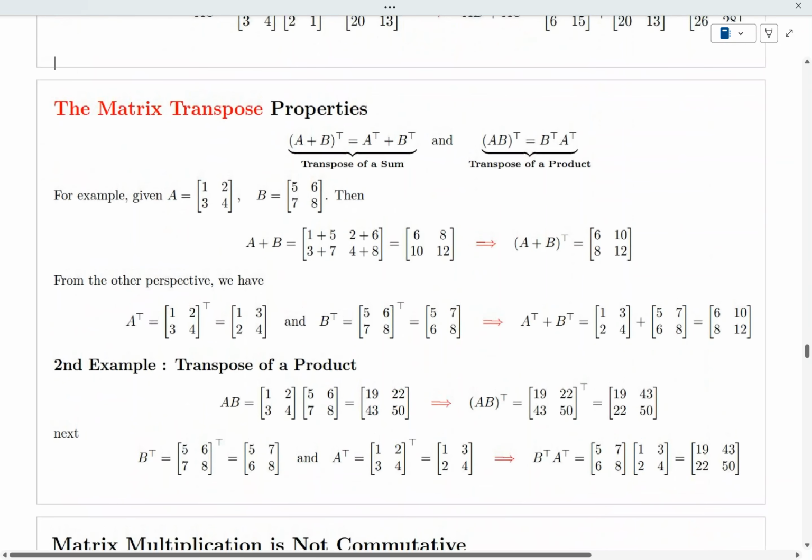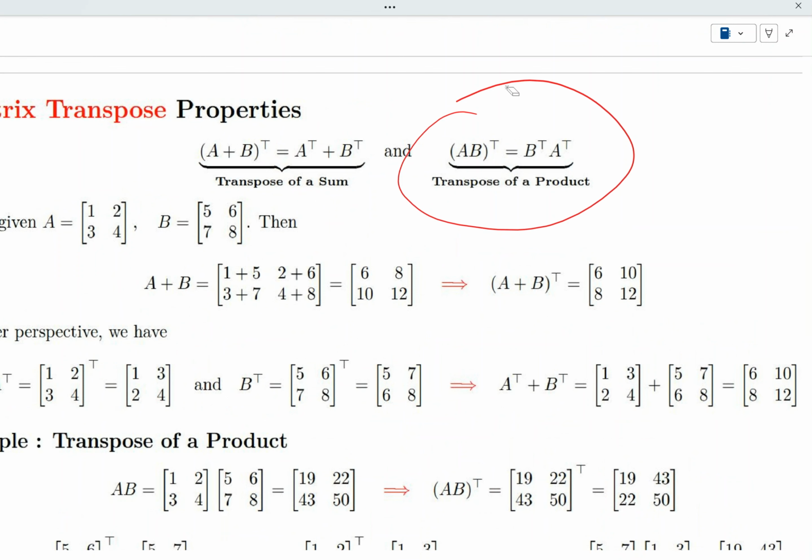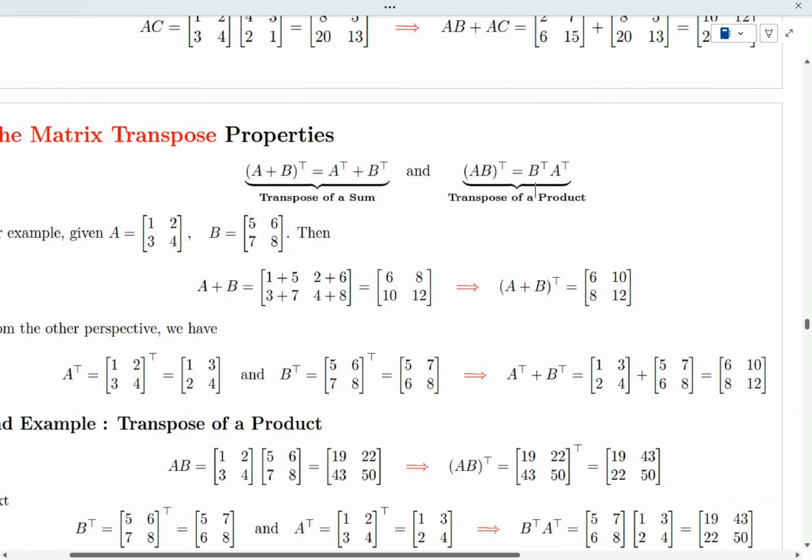The matrix transpose. Okay, so if you have addition of 2 matrices and you're trying to take the transpose after they add up together, this is equivalent to taking the transpose of the first one plus the transpose of the second one. Okay? So this is the transpose property for summation. Transpose property for multiplication: if you have two things multiplied together, AB, and you want to take the transpose, this is equivalent to flipping the two matrices and putting a transpose on each. Okay? So this right here is the transpose property.